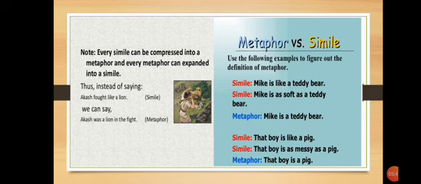First basic difference I have already told you, that in simile we use words like as and like to show comparison, and in metaphor we directly compare two things. We make one thing as other thing, right? We do not actually compare. We say that one thing is other thing, right? For example, simile is Mike is like a teddy bear, and metaphor will be Mike is teddy bear, right?